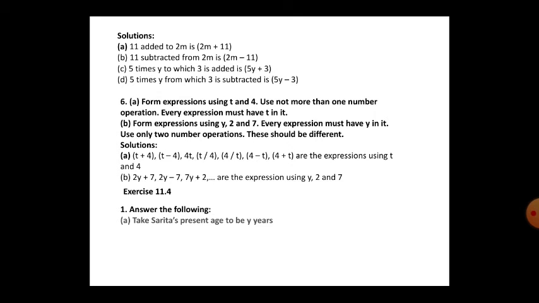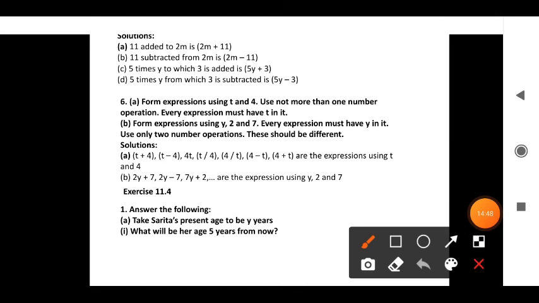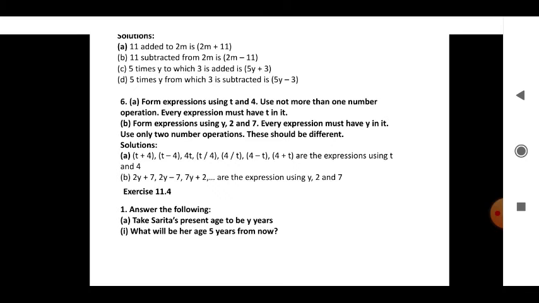Answer the following. See the question carefully. Take Sarita's present age to be y years. What will be her age 5 years from now? You have to take the variable y for Sarita's age. Her exact age is not given, so the unknown term is the variable y. So Sarita's present age is y years.